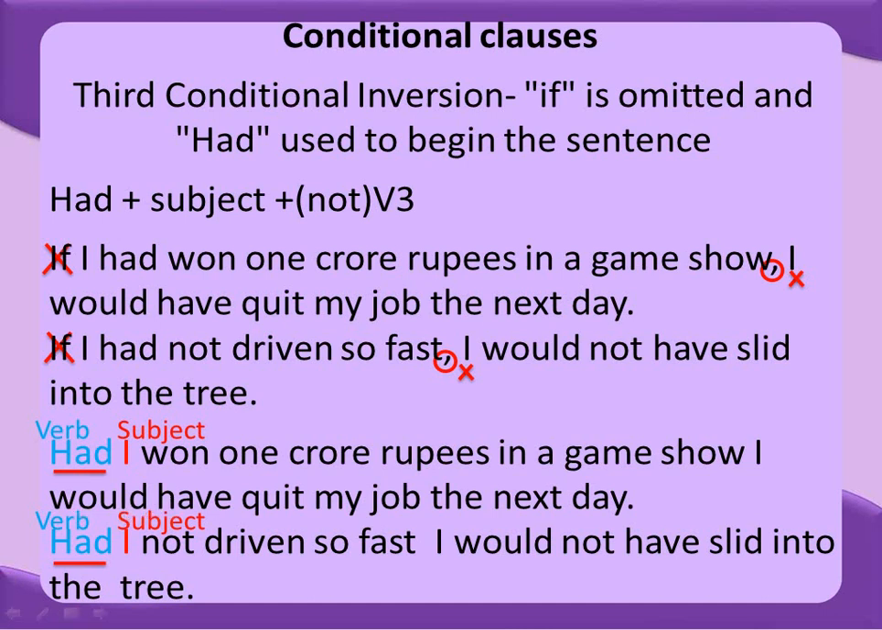Let us see another example here. If I had not driven so fast, I would not have slid into the tree. So when you are writing the inversion, begin the sentence with had. You should never contract when you begin the sentence. That is, you can't use hadn't I driven so fast. Contraction of had not should not be used in the inversion, and you have to begin the sentence with had and change the place of the subject. Had I not driven so fast, and continue the remaining sentence as it is without a comma in between. Had I not driven so fast, I would not have slid into the tree.